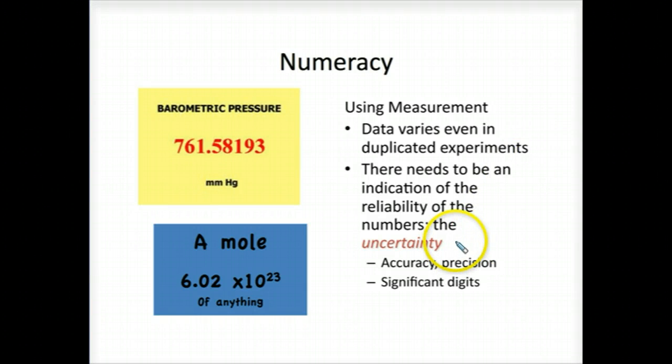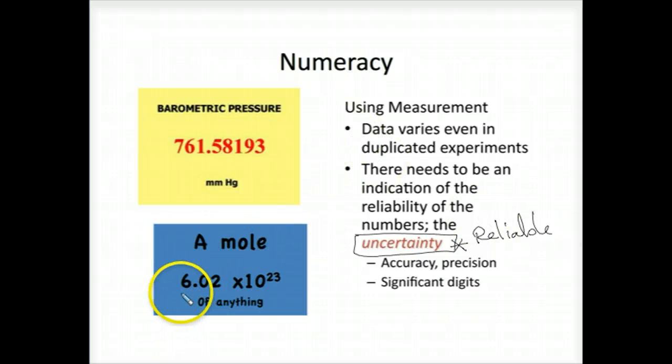Well, it has to do with this concept of uncertainty. And when we talk about uncertainty in science, we are talking about reliability. We're talking about how reliable the numbers are. Are they one of a kind? Can they be duplicated? Because everything in science cares about replication. So uncertainty in science has to do with how valid the numbers are.